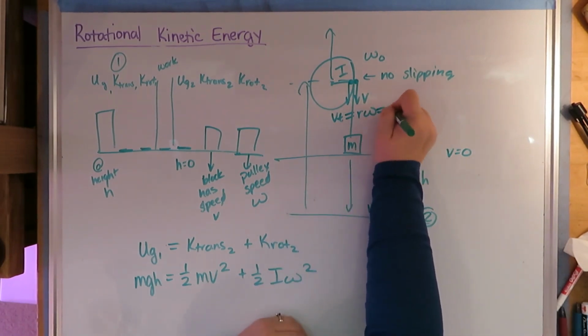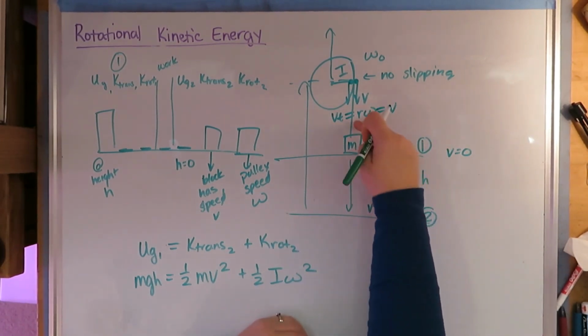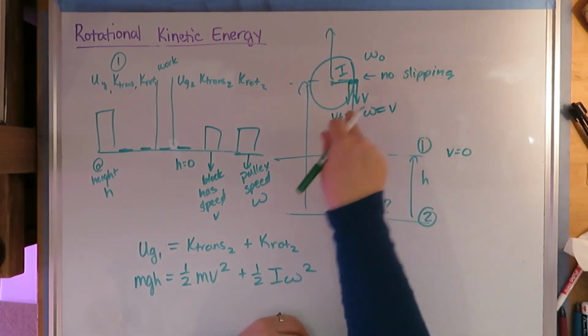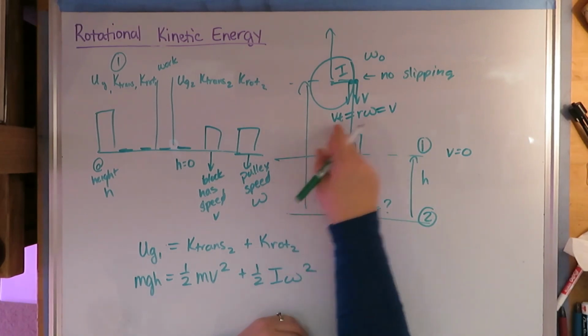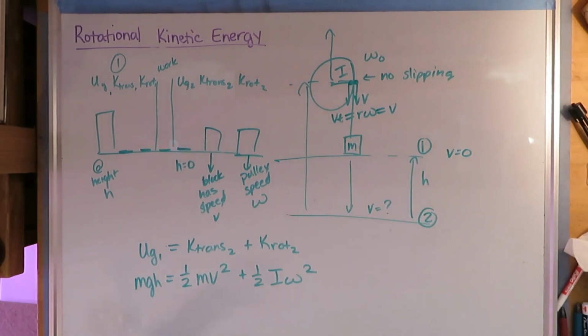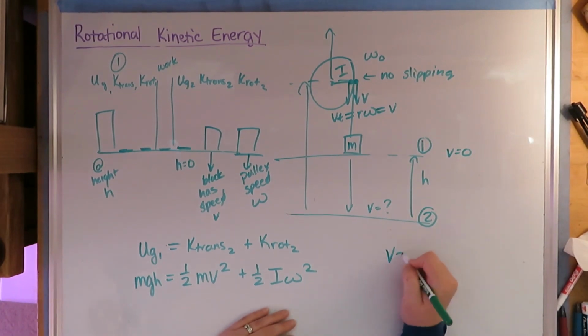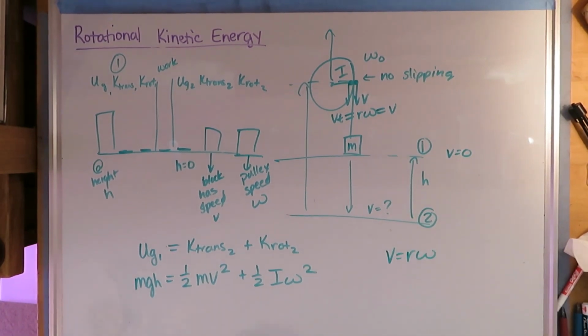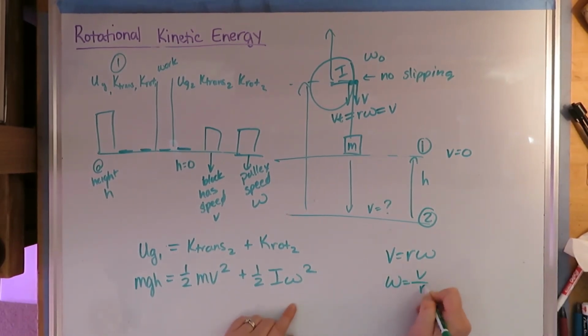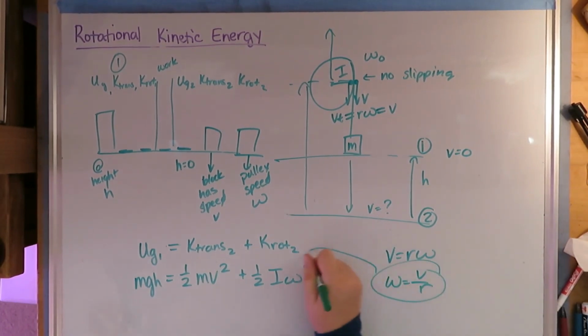So I can say that the linear speed of my block is equal to the linear speed of the string, which is equal to the tangential velocity of the outer rim of the pulley, which is equal to r times omega. So I can use v equals r omega to link these two velocities together. If I want to find linear velocity and I don't know anything about omega, because it's not given to me, I don't know how fast it's rotating, I can say that omega is equal to v over r, and then sub that in right here.